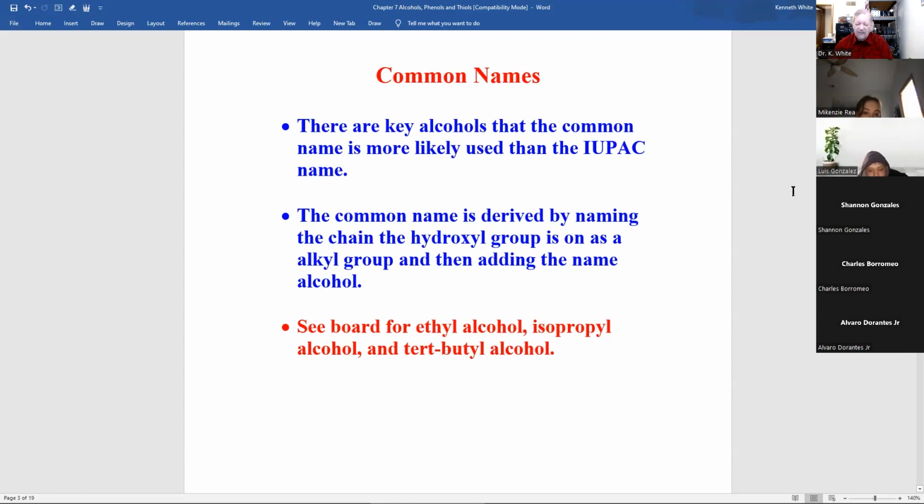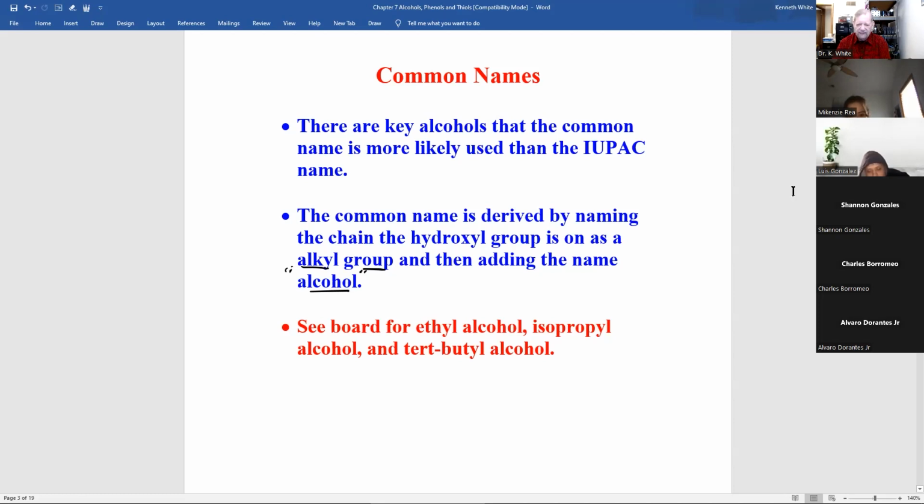And the common name for alcohols is derived by naming the chain the hydroxyl group is on as an alkyl group, and then adding the word alcohol. See, for example, ethyl alcohol, isopropyl alcohol, t-butyl alcohol.